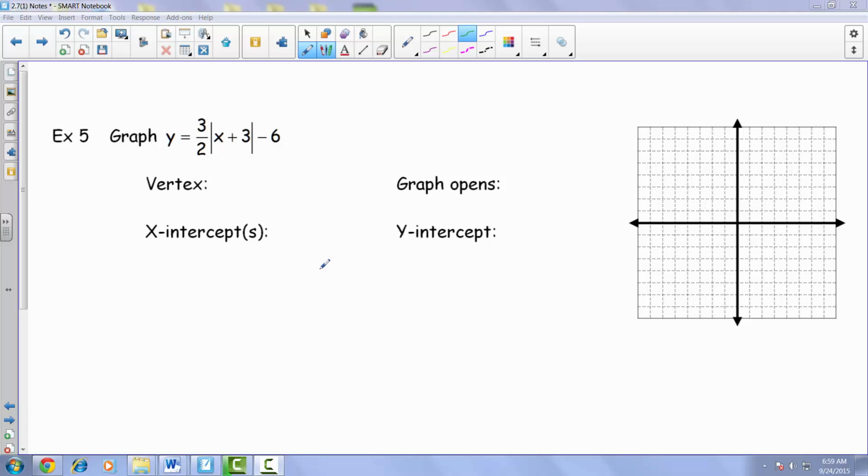Here we're looking at example 5 from our 2.7 set of notes. Now we're asked to graph this absolute value function and find these different items to help us out.